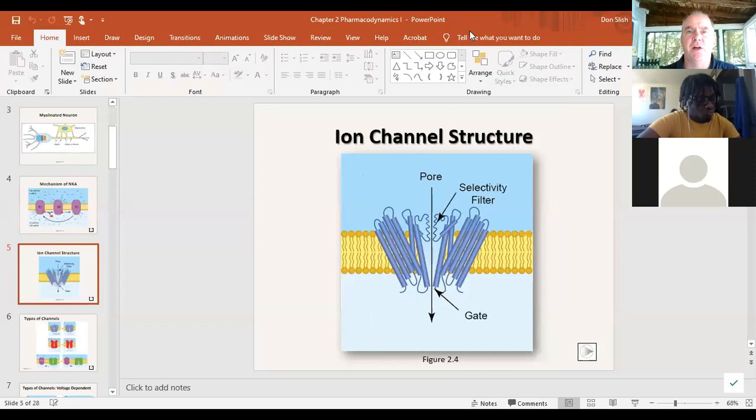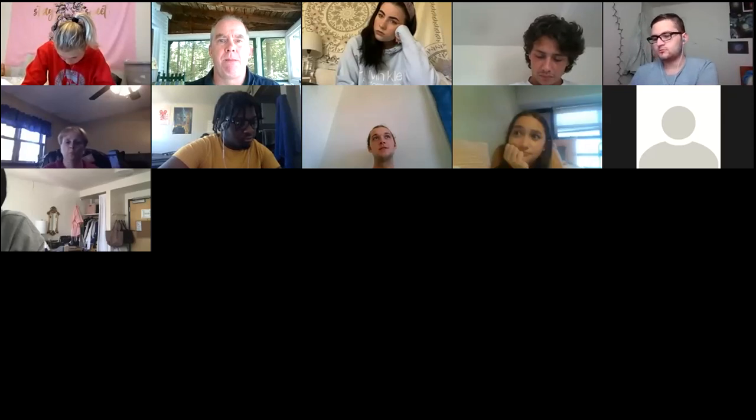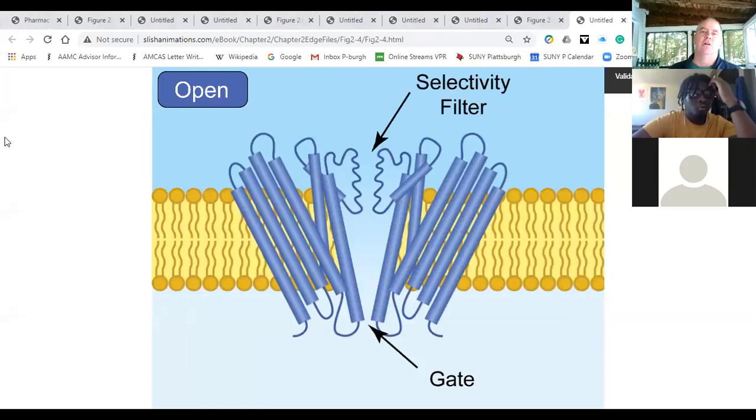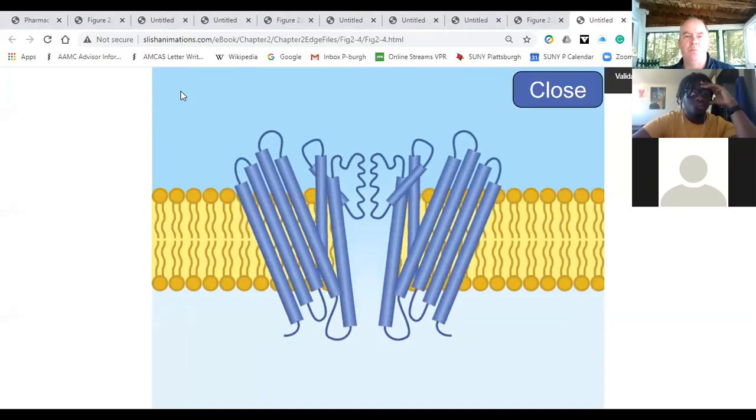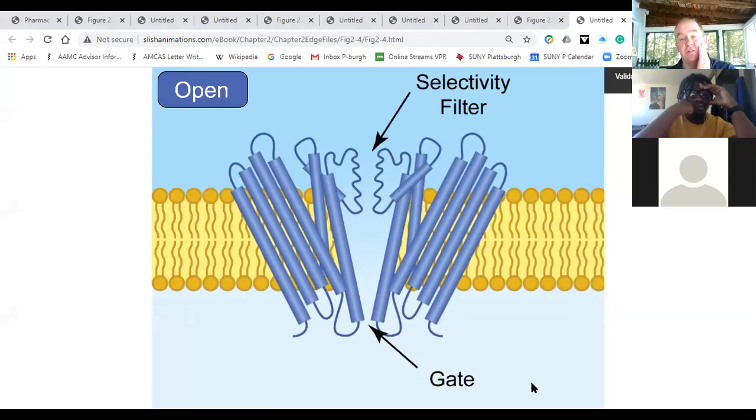And I think I've got an animation of that too. Let's see what we got here. Okay, so here's our channel in the closed state. When it opens like this, now you can see it's open down here, and then things can come through. Close it again, and there. So your ion channels have at least 2 states, open and closed. Potassium channels just have the open and closed. Sodium channels we'll talk about with other states as well.